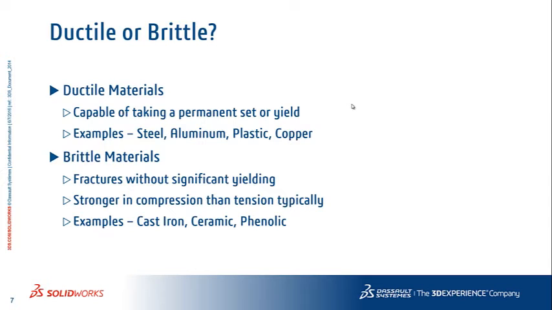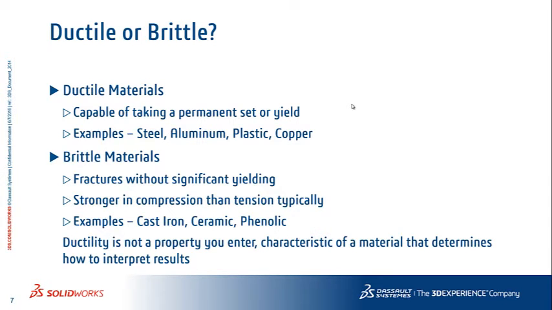Usually these materials exhibit higher strength in compression as opposed to tension. So if you look at the material properties, you'll see a higher ultimate compressive strength as opposed to ultimate tensile. Typical materials are things like cast iron or ceramic. They're probably the two most common.